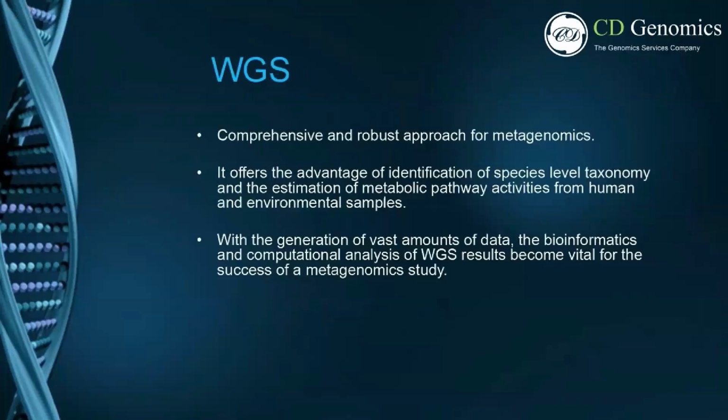Whole genome shotgun sequencing, WGS, has been increasingly recognized as the most comprehensive and robust approach for metagenomics. It offers the advantages of identification of species-level taxonomy, and the estimation of metabolic pathway activities from human and environmental samples. Several large-scale metagenomic projects have been recently conducted, or are currently underway, utilizing WGS. With the generation of vast amounts of data, the bioinformatics and computational analysis of WGS results become vital for the success of a metagenomics study.